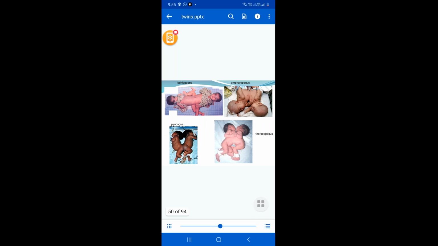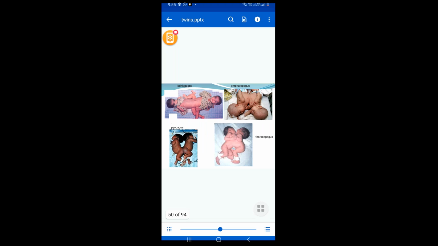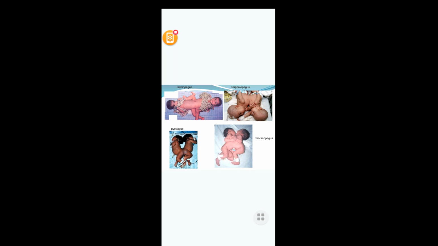These are different babies who have been delivered, with photographs. First is the ischiopagus, next is the omphalopagus, thoracopagus, and pygopagus.